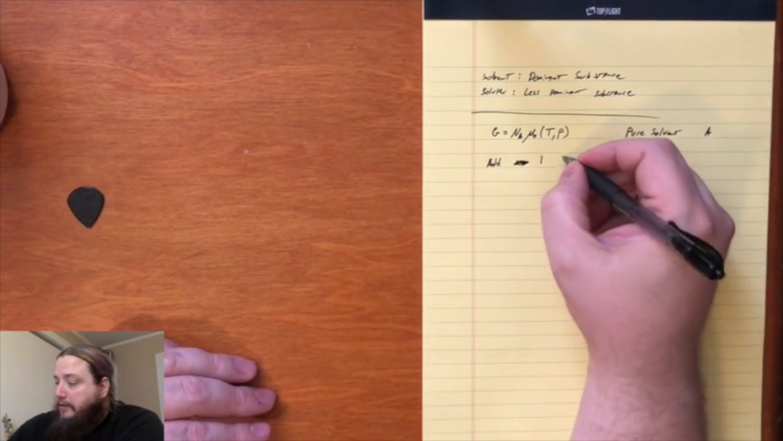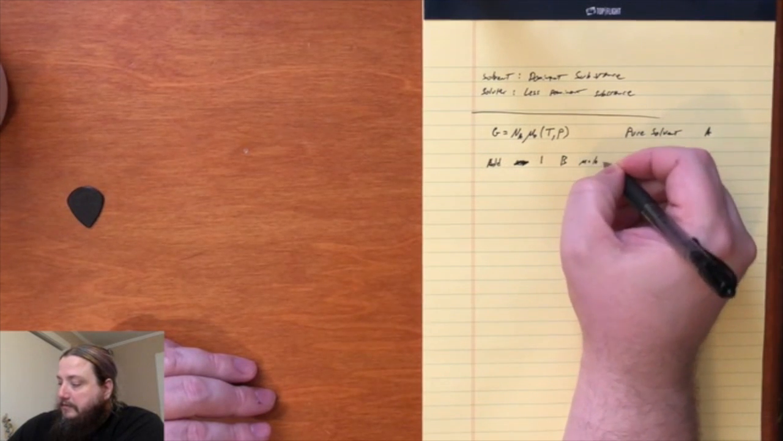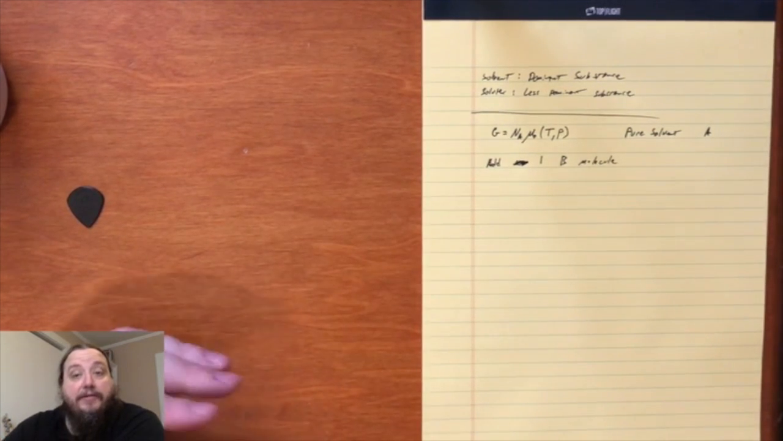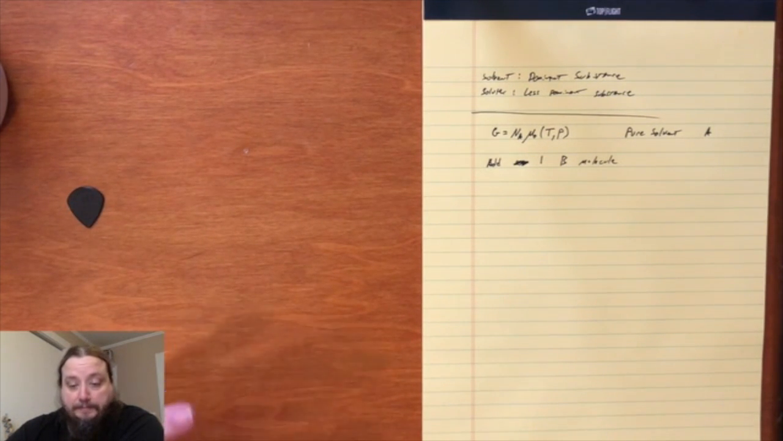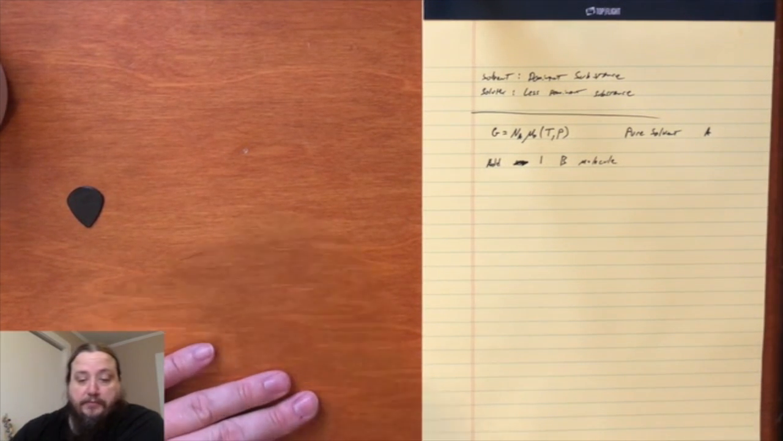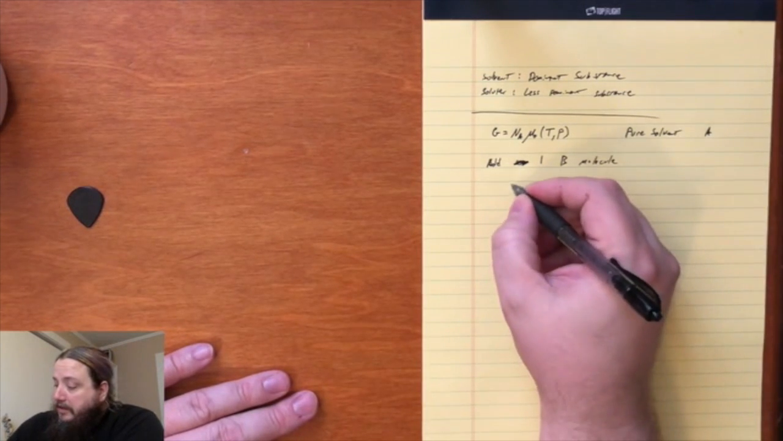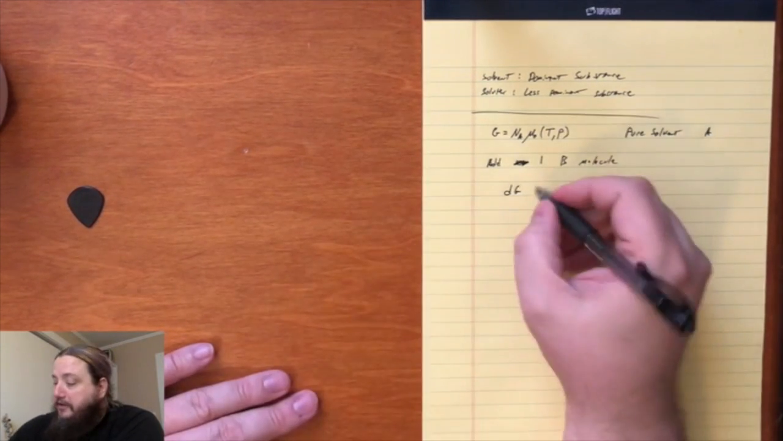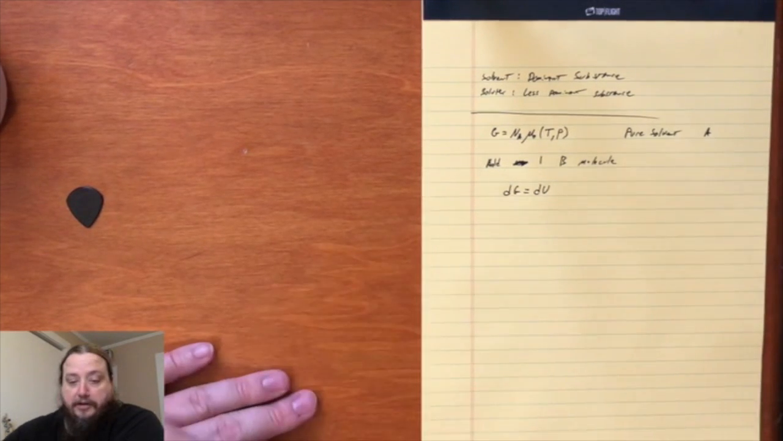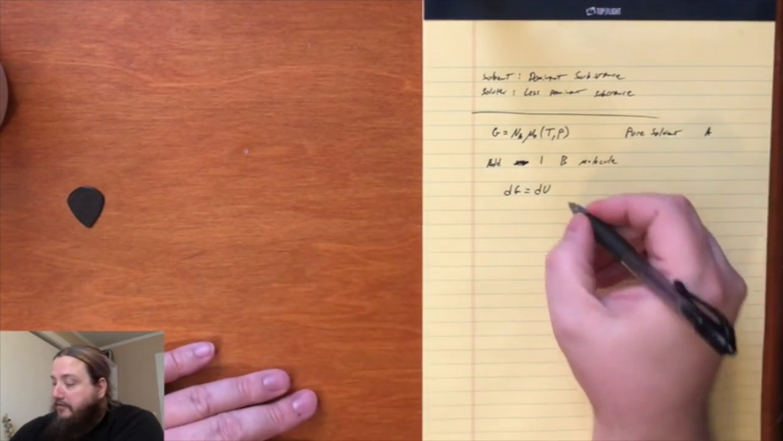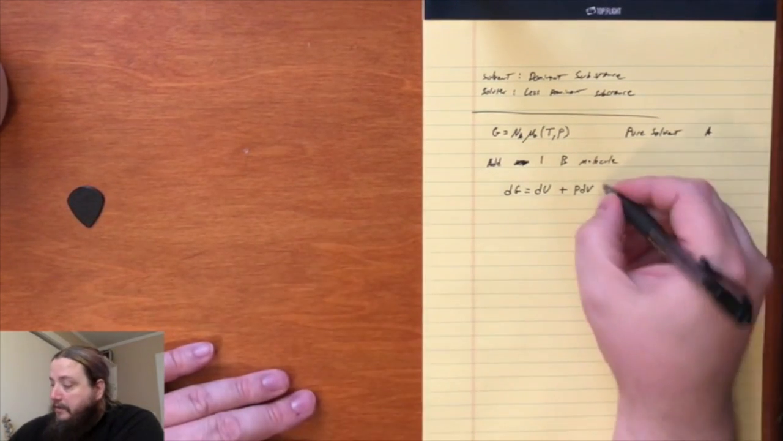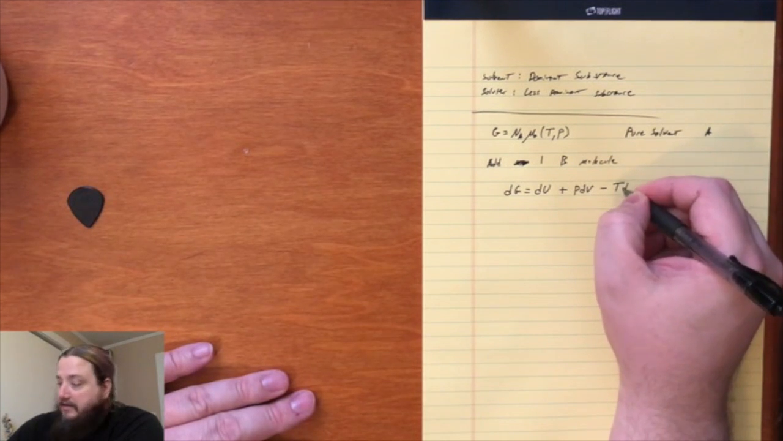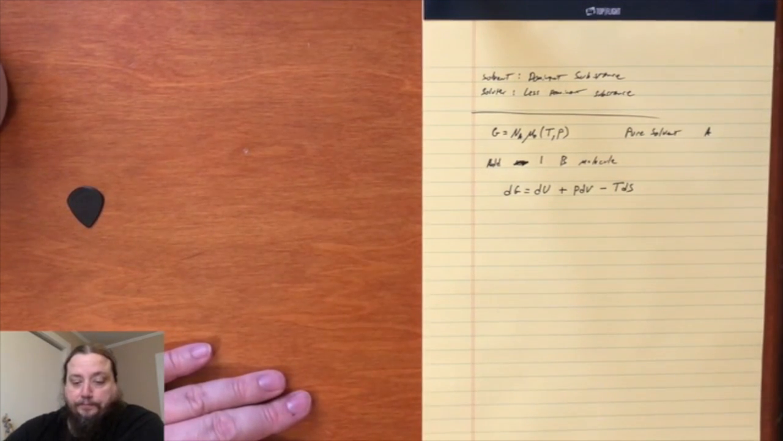And to this pure solvent, to this substance of pure A, we're going to add a single B molecule and see how that affects the free energy. See how that affects our material. So the change in the Gibbs free energy, well, that's going to be some change in the internal energy of our system plus P times dV term minus T dS term.